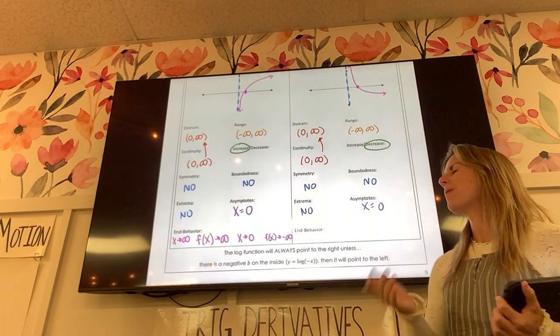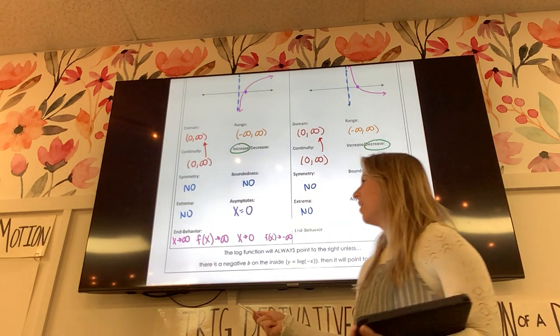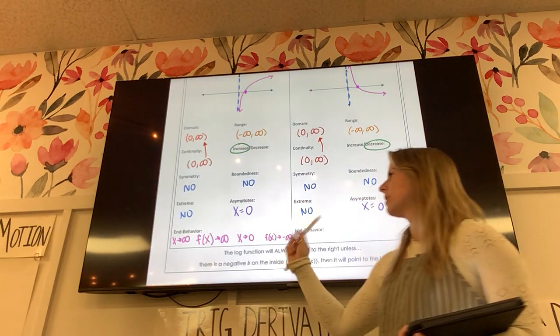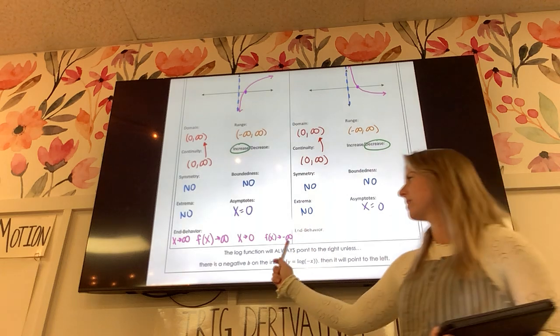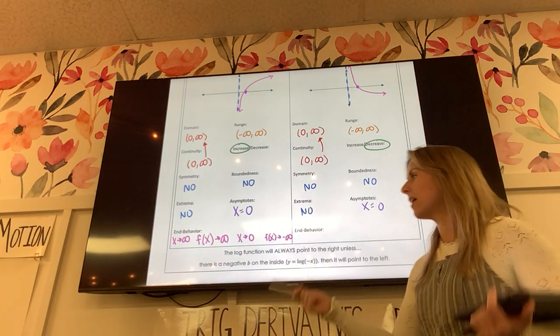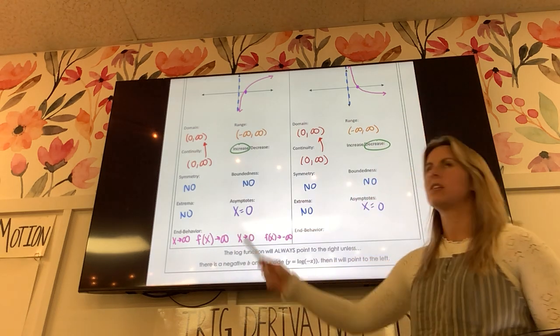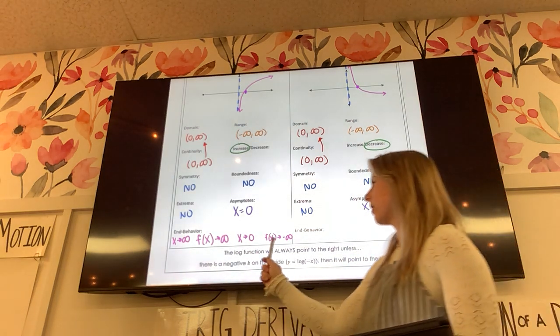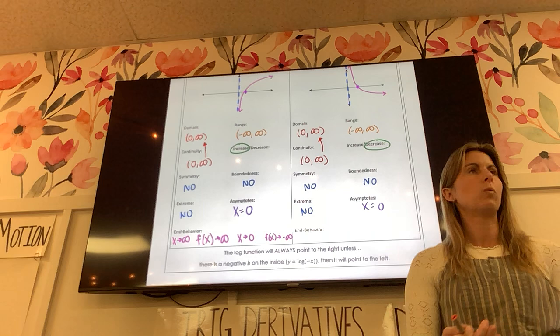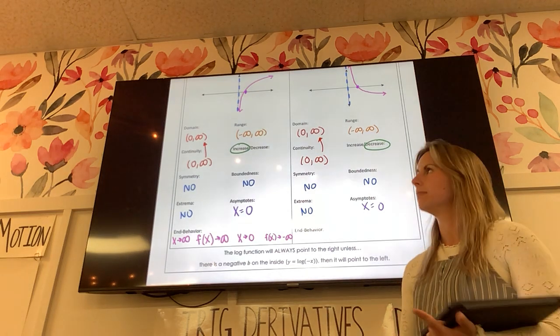All right, so remember with exponentials how one side was infinity and one side was your asymptote for the f's? It's the other way for logs. One of your x's will be infinity, one of your x's will be your asymptote. And then your f's will be infinities depending on where your graph goes. So it's kind of backwards.